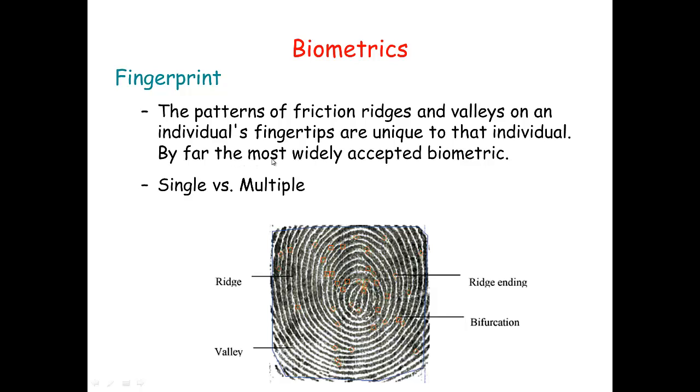Fingerprint is the most widely accepted biometrics. I remember some iPhone models use the fingerprint as the user authentication. For fingerprint, because the pattern of friction ridges on an individual's fingertips is unique to that individual, we can use it as an identification way for user authentication. You can use a single finger or multiple fingers. If you combine multiple fingers, the recognition accuracy will be high, but the processing speed will be low.